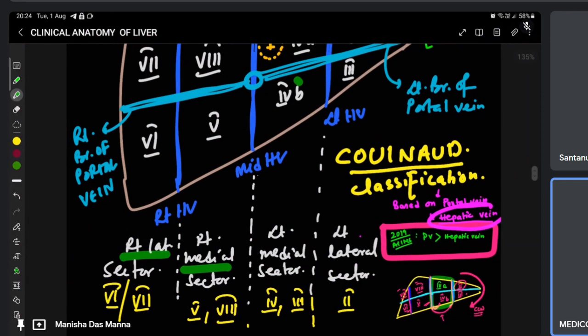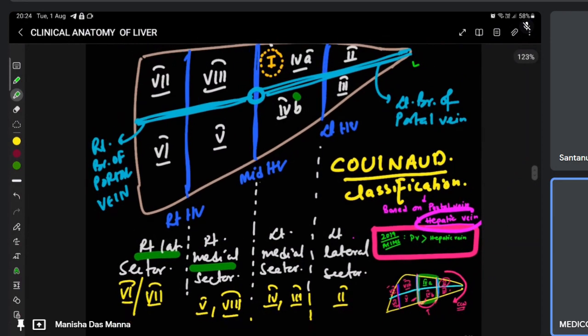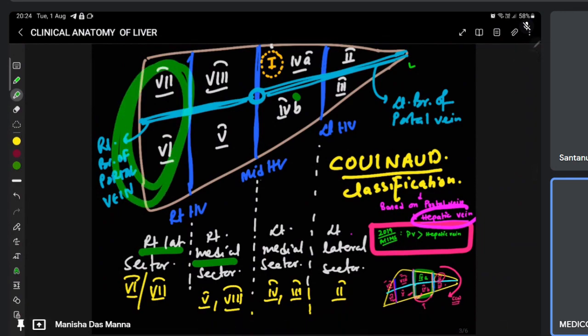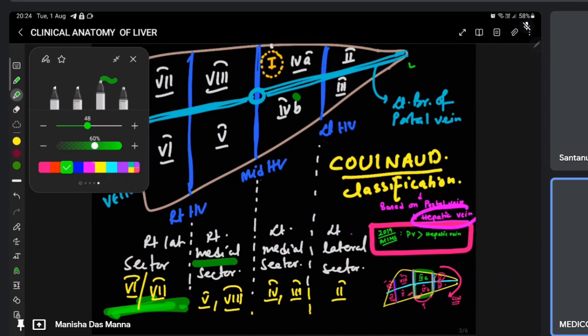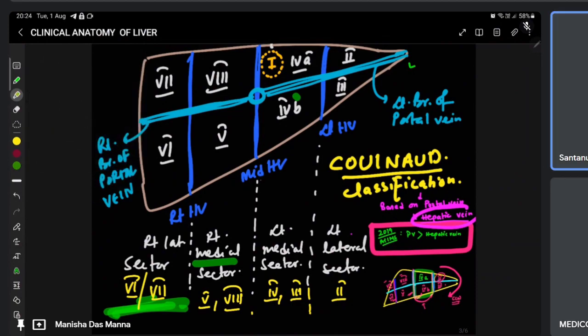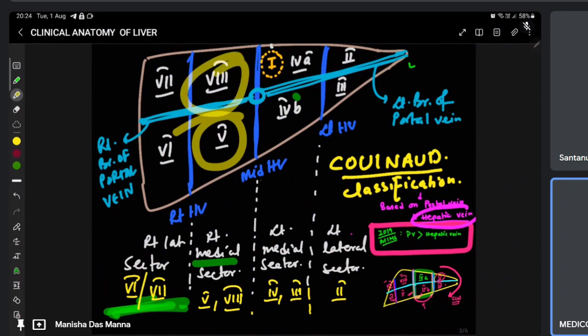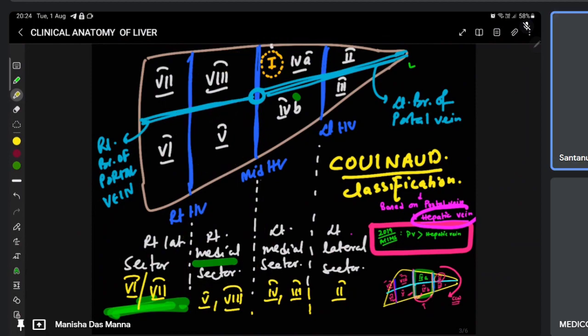This is very simple. It is already appreciated in this diagram that these two are in sector right lateral. These two are in right lateral sectors. Clear? So that is your 6 and 7. 6 and 7 are in your right lateral sector. Clear? This much portion. Am I clear? Clear. Okay. So next, segment 5 and segment 8. These two are in right medial sector. Segment 5 and segment 8, these two are in right medial sector. Am I clear? Clear. Okay.